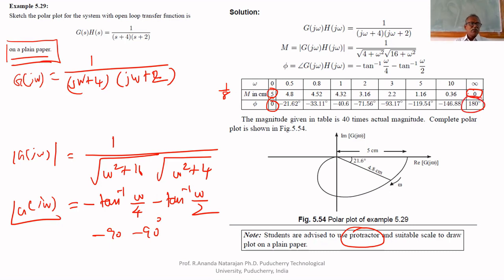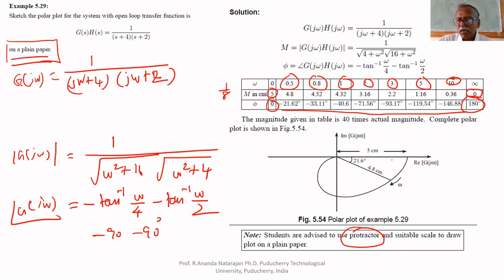For intermediate values, you have to find some 2-3 values. You have to find the intermediate values for 0.5, 0.8, 1, 2, 3, 5, 10, as you wish. For all these, you get the angle also.